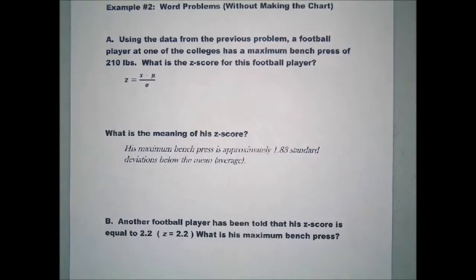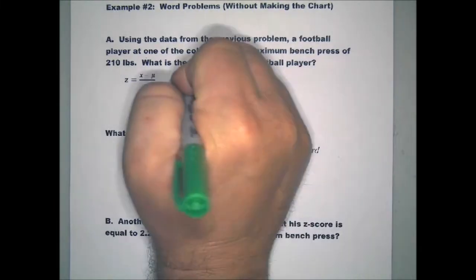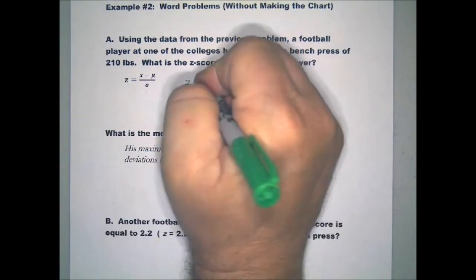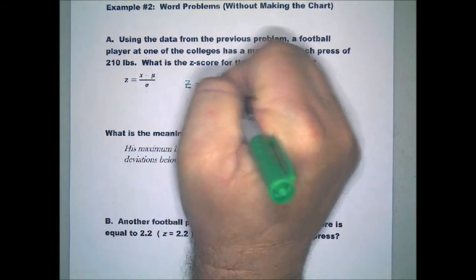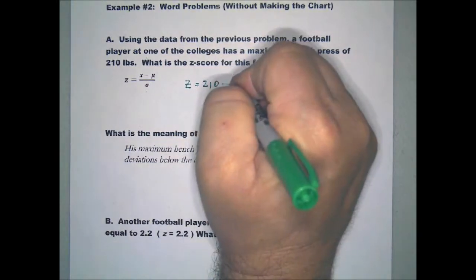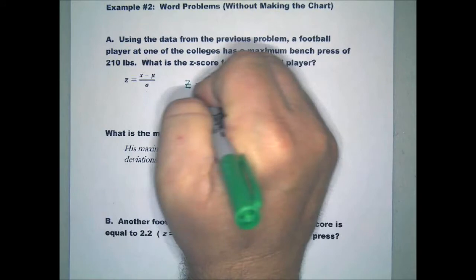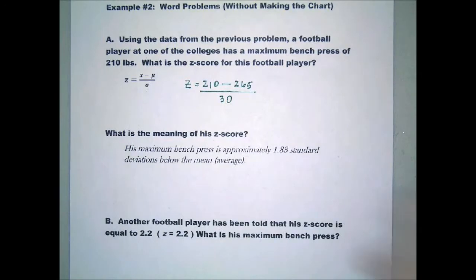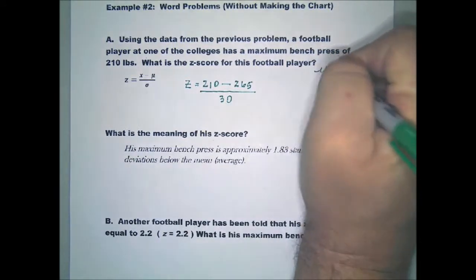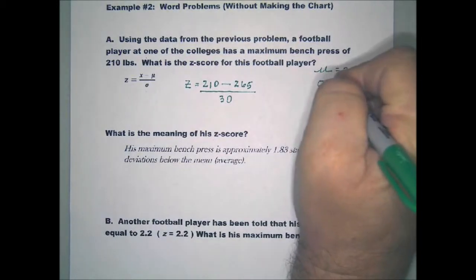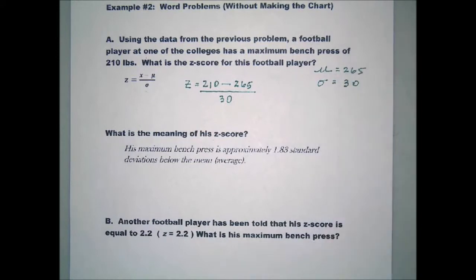Well, we're just going to use the z-score formula to figure out what this player's z-score is. Z equals the value that we're working with, which is x, 210, minus the mean of the data, which was 265, divided by the standard deviation of the data, which was 30. We should probably recap that. The mean in the data was 265, and the standard deviation of the data in the previous problem was 30.